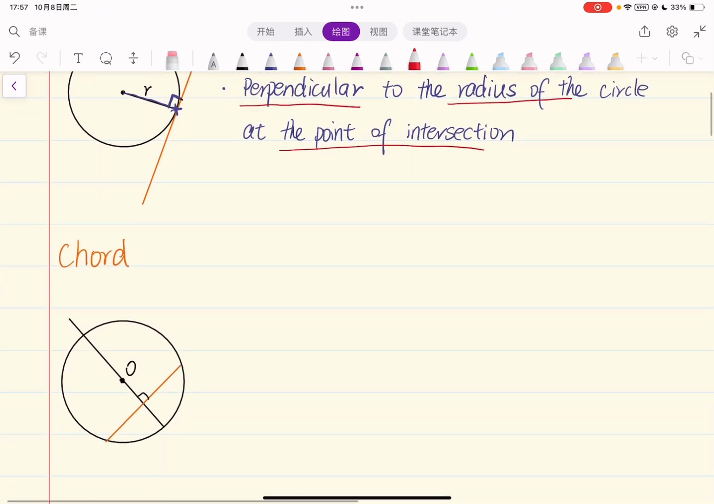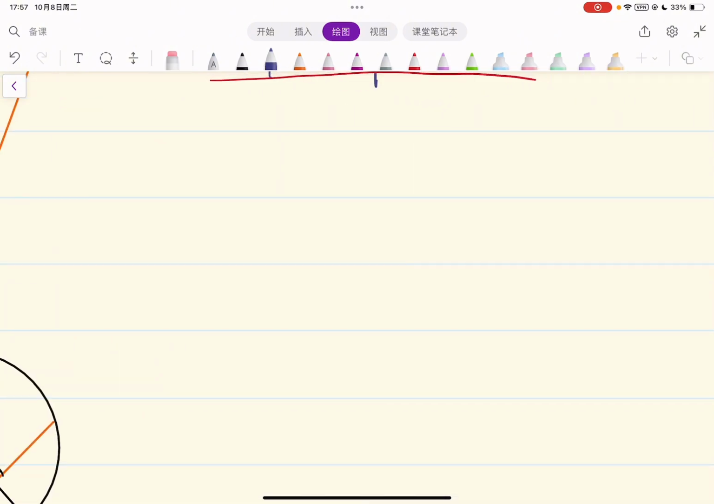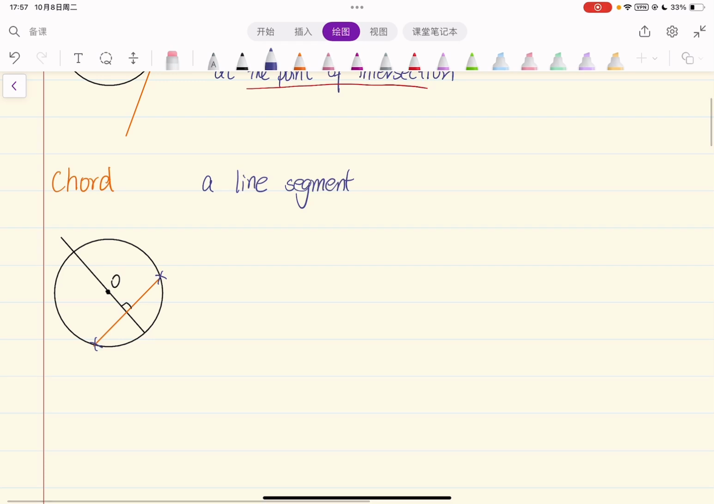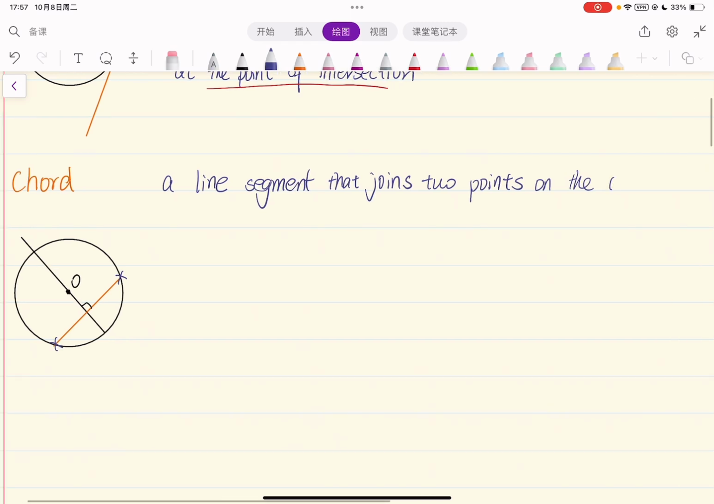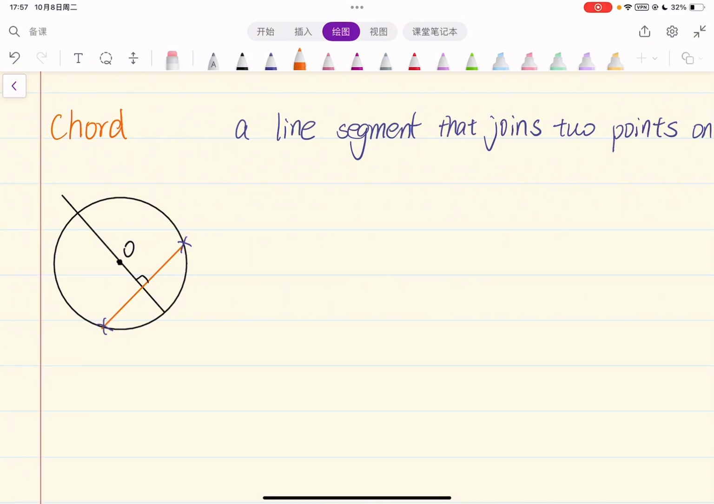The second thing we need to know is the chord. It is a line segment that joins 2 points on the circle. So we see that this orange one is a chord.